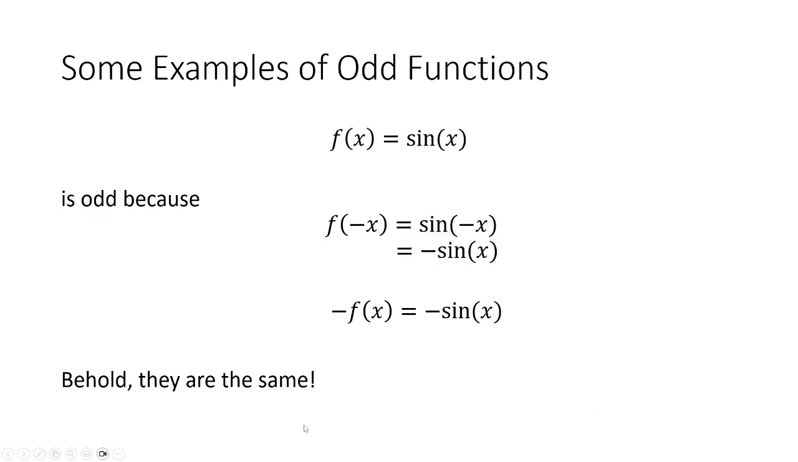Another example, the function sine from trigonometry is an odd function, and that follows from the trig properties, from the unit circle properties. So sine of x is also odd because sine of negative x is the same thing as negative sine of x.